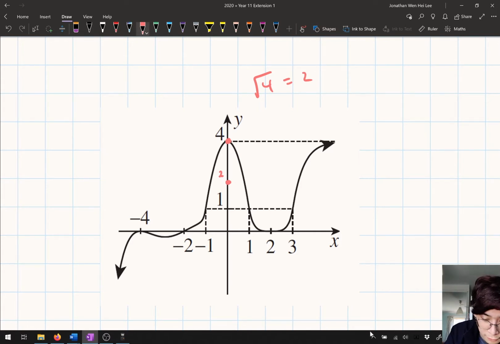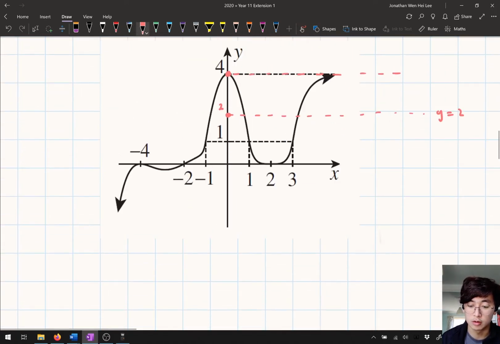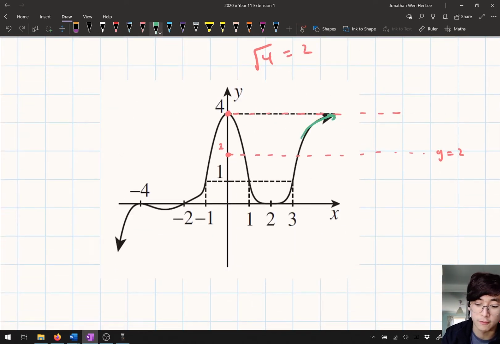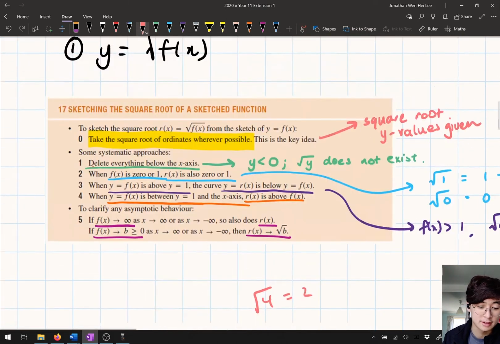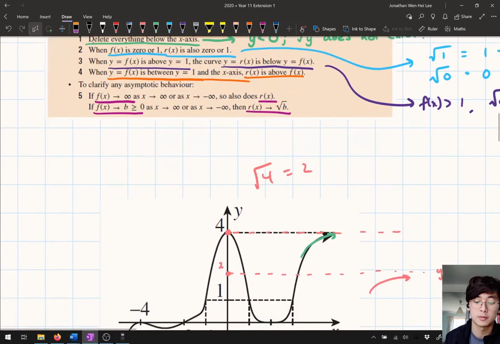Now I can also apply this further, because if you notice there's an asymptote here, and so instead of approaching 4 when x goes to infinity, my square root graph is going to approach 2. So this is y is equal to 2. When x goes to infinity, our square root graph is going to go towards 2, because in our original graph, it's going towards 4. In my square root graph, it's going to go towards this 2 instead, because I square rooted the 4. Okay, so that's the 0th dot point: take the square root of ordinates whenever possible.